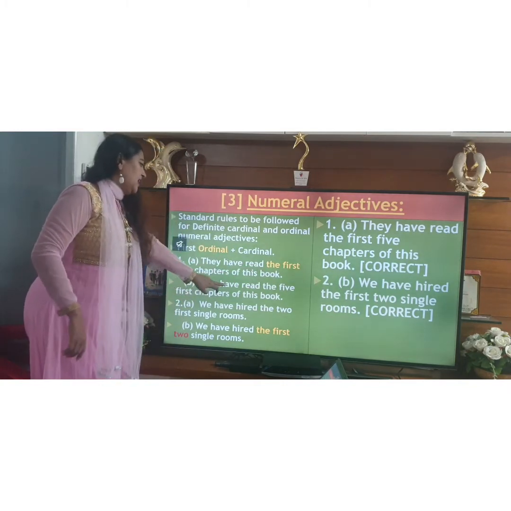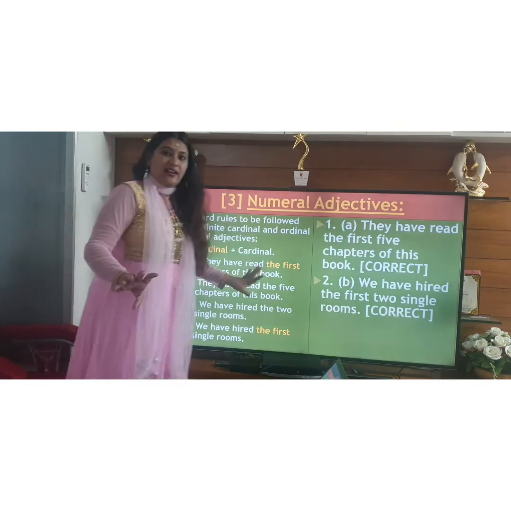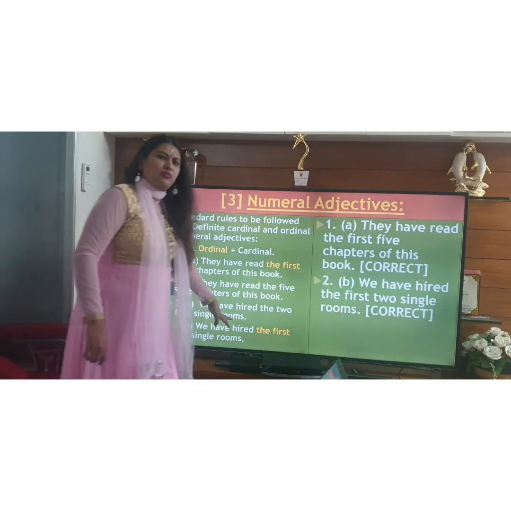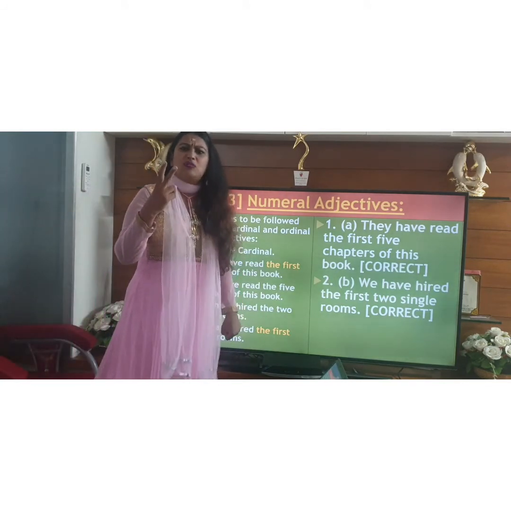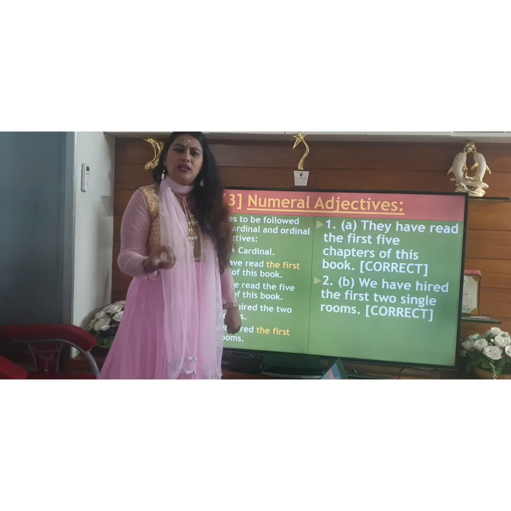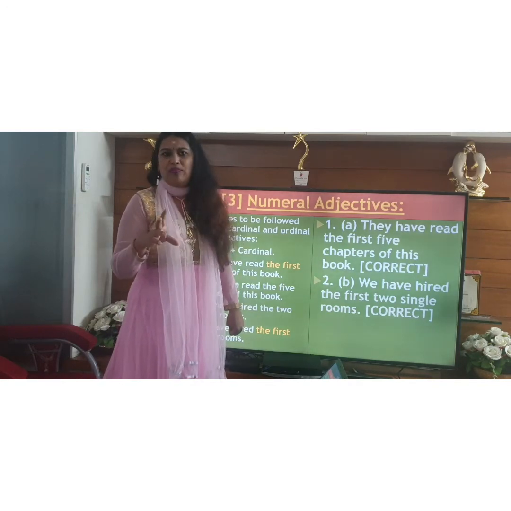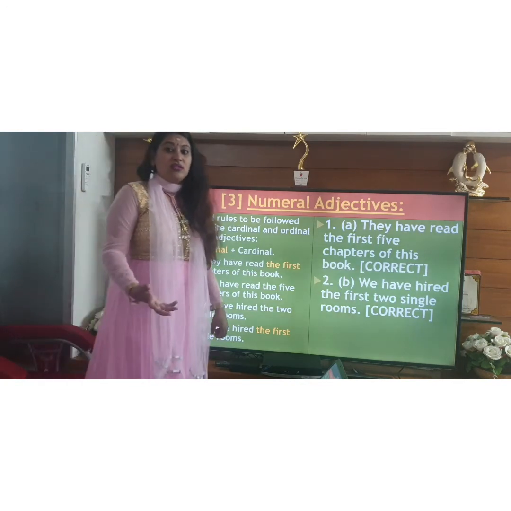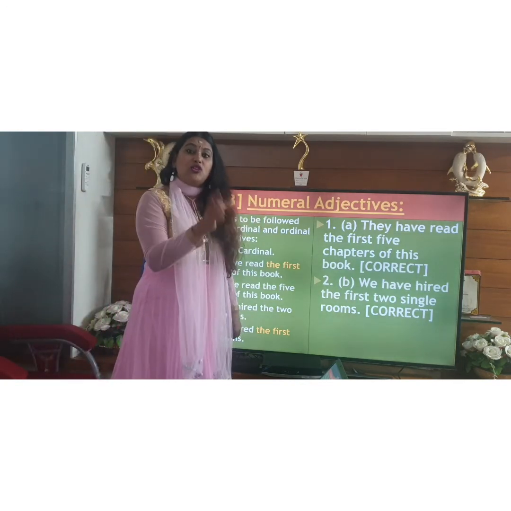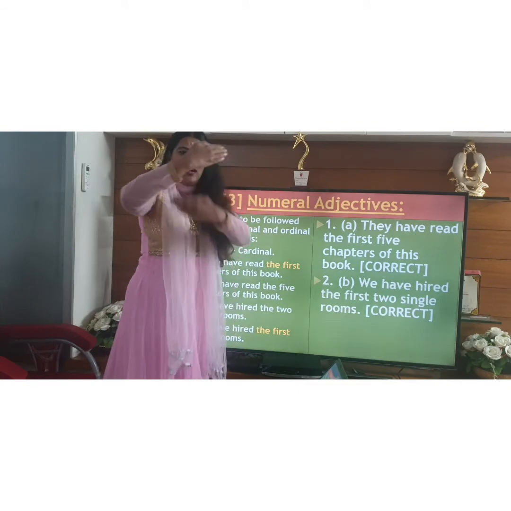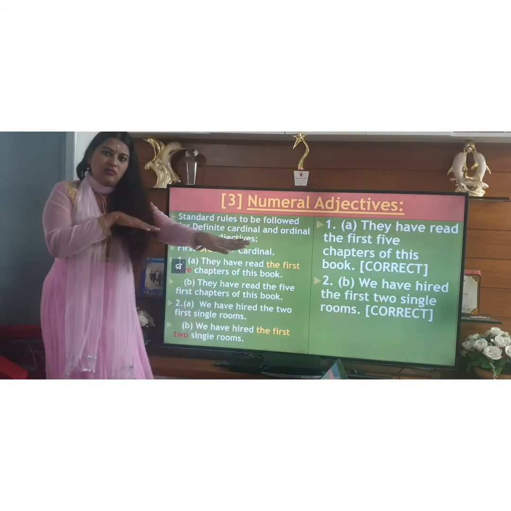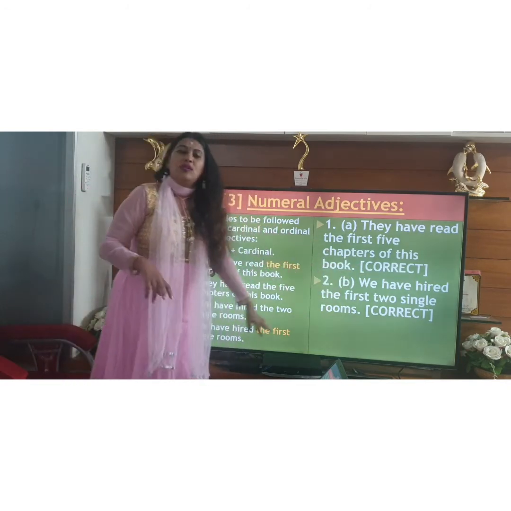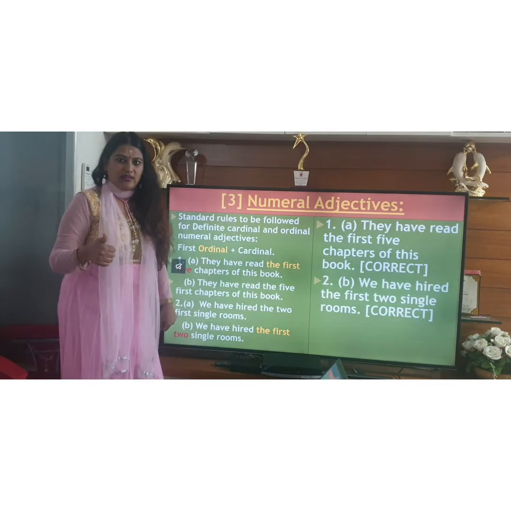See here. They have read the 5 first chapters. That's incorrect. Second example: we have hired the 2 first single rooms. 2 is what? Car numbers. Cardinal. Will cardinal come first? Nope. See? First single rooms. First is what? Ordinal. So ordinal should come first. Things should always be in order: ordinal, cardinal. Car also has to be in order. Got it? See, we have hired the first 2 single rooms. That is the correct answer. Got it?